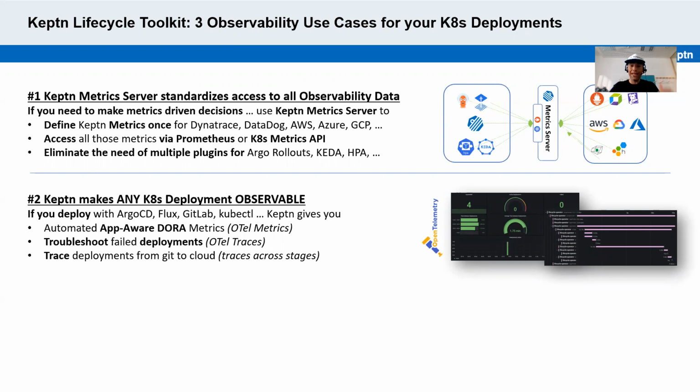In order to troubleshoot failed deployments or slow deployments, or if you want to just figure out what is actually happening in the Kubernetes pod scheduler, you can also install the Keptn Lifecycle Toolkit, because Keptn makes any of your Kubernetes deployments observable by emitting OpenTelemetry traces for all of the stuff that is happening in the Kubernetes pod scheduler as you're deploying your workloads. We're also creating metrics, so you actually automatically get your DORA metrics for free.